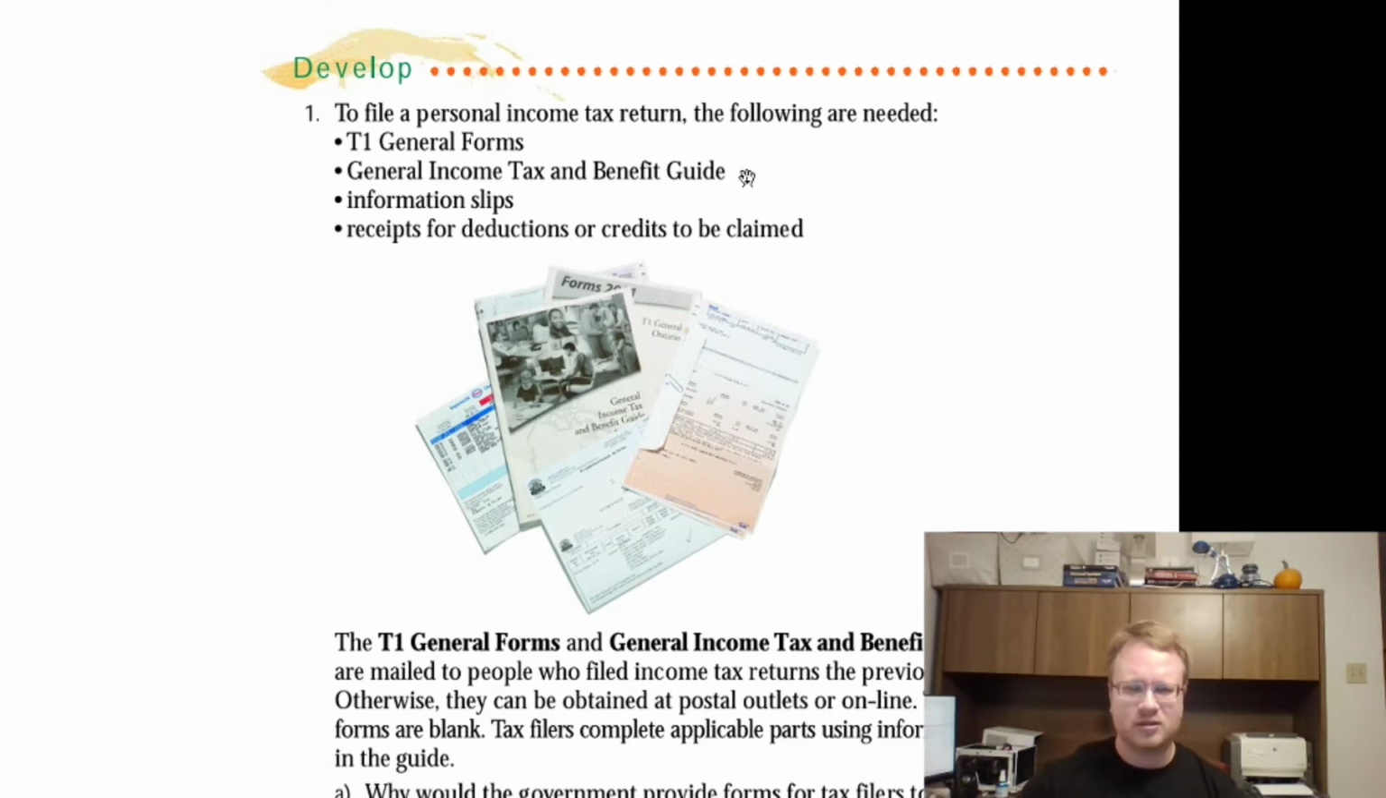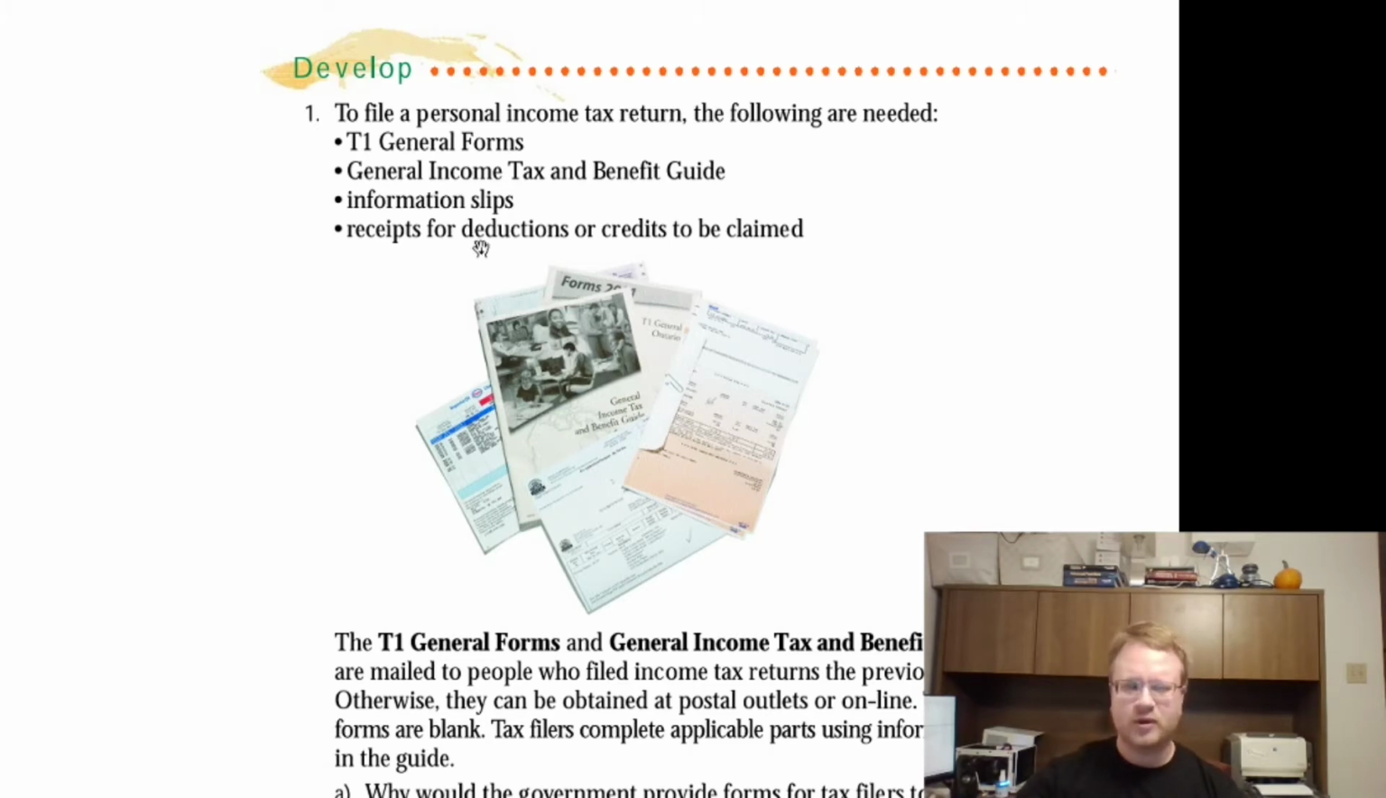Information slips are pieces of information, they're documents about your income. So your employer will give you a slip that says this is how much money you made. If you give money to charity, they will give you an information slip that says this is how much money has been given to us by this person. And then receipts for deductions or credits to be claimed. So you can claim deductions or credits for things like money that you've spent on medicine or healthcare, or things like charities will give you a charitable donation receipt.